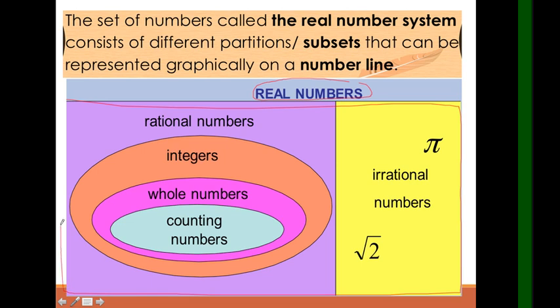So, may iba't ibang parts ang real numbers. Meron siyang dalawang uri. Meron tayong rational numbers and irrational numbers. Under rational numbers, meron tayong counting numbers or yung tinatawag natin natural numbers. Meron tayong whole numbers starting from 0. And then after ng whole numbers ay integers. And these are what we call the rational numbers. Okay? Pag naman irrational numbers, this might be a square root of 2 or anything that cannot be represented by a fraction. Or this one is a pi. Okay? That's another form of irrational numbers.